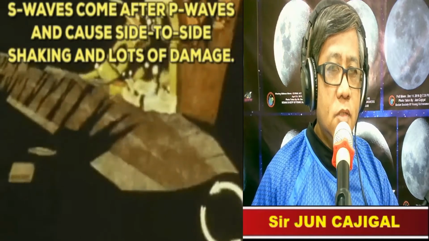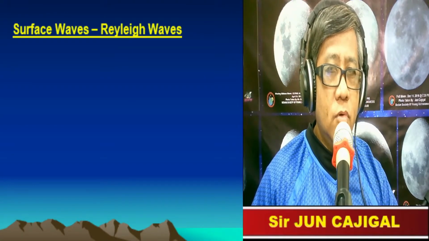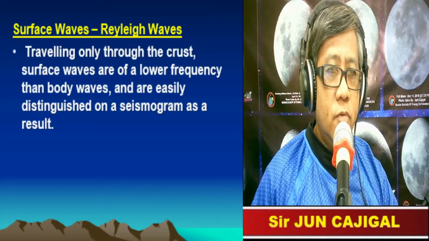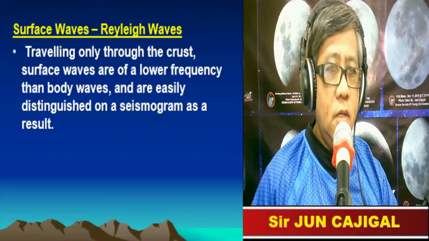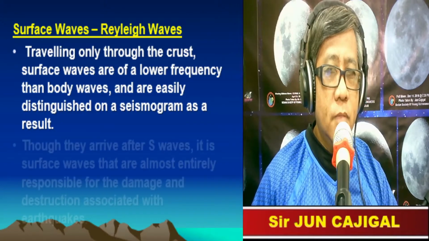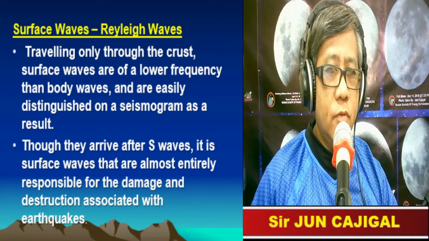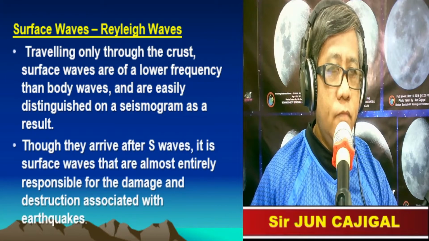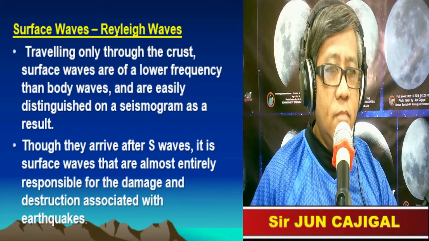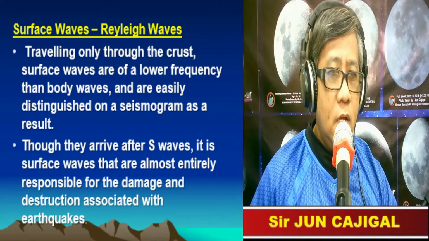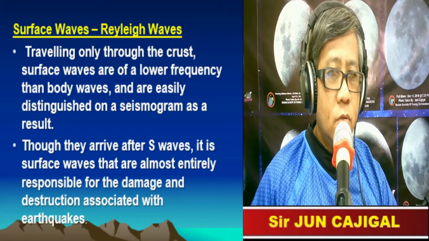Okay, so the next type of seismic wave is known as the surface waves or Rayleigh waves. Now, traveling only through the crust, surface waves are of a lower frequency than the body waves, and they are easily distinguished on a seismogram as a result. And though they arrive after the S waves, it is the surface waves that are almost entirely responsible for the damage and destruction associated with earthquakes.